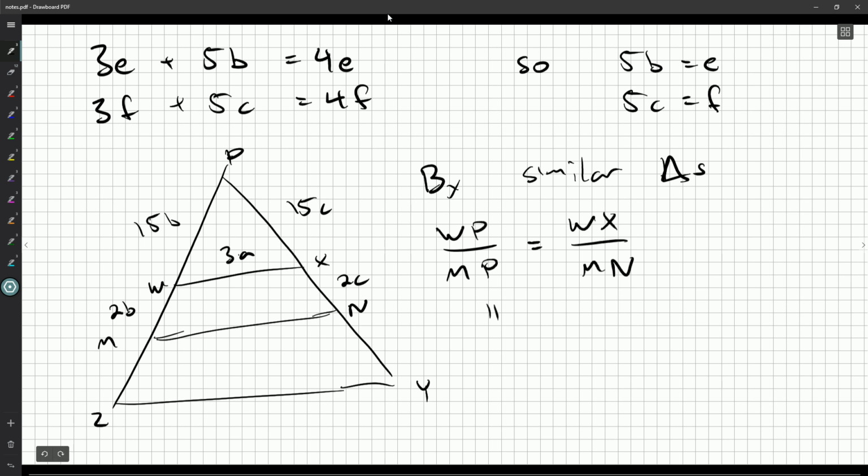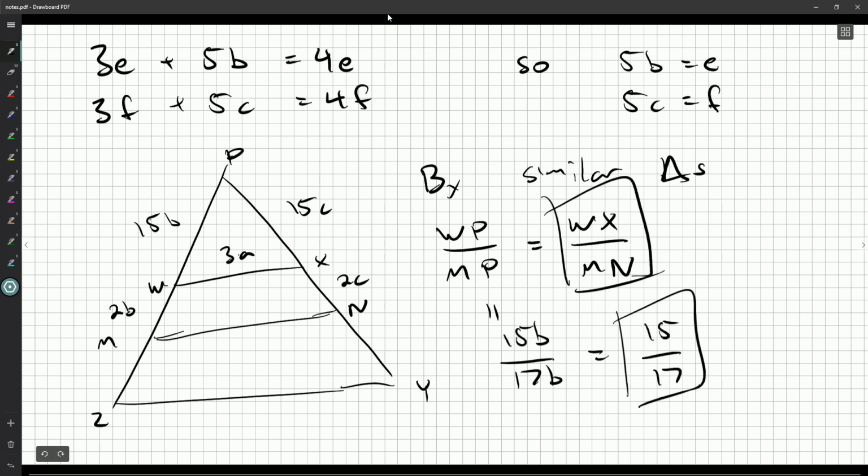But this one here is 17B over 15B. Nope, wrong order. 15B. I need the smaller one on top. 15B over 17B. And so when everything's said and done, 15 over 17 is this ratio. There we go. Okay, so not too bad. Not too bad.